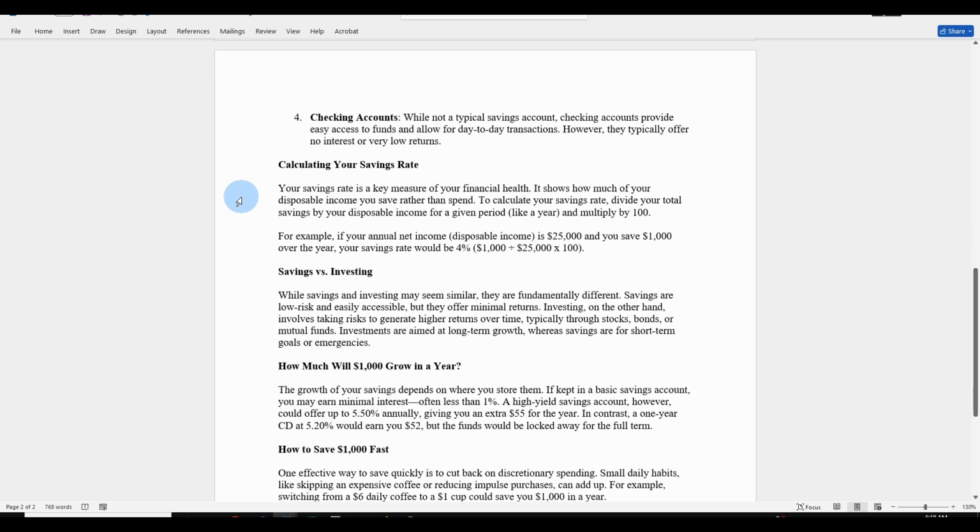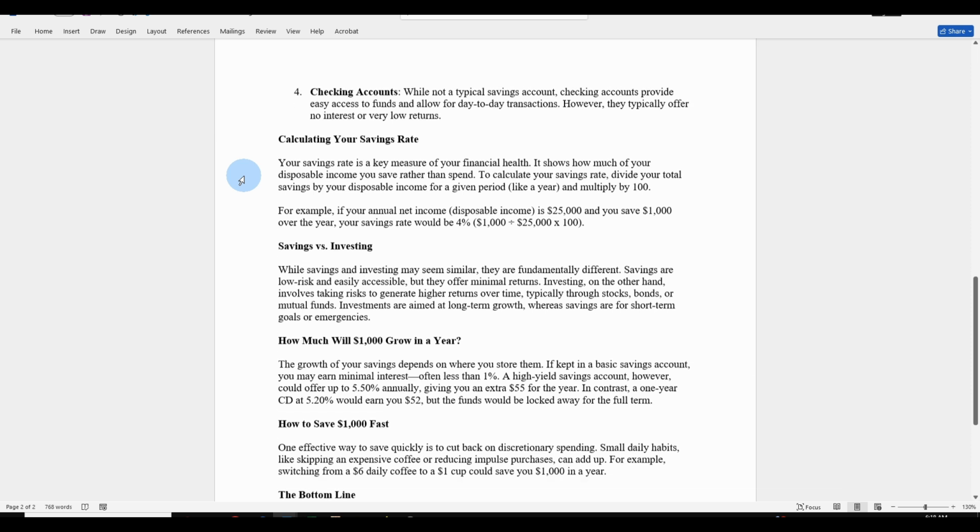Checking accounts: while not a typical savings account, checking accounts provide easy access to funds and allow for day-to-day transactions. However, they typically offer no interest or very low returns.